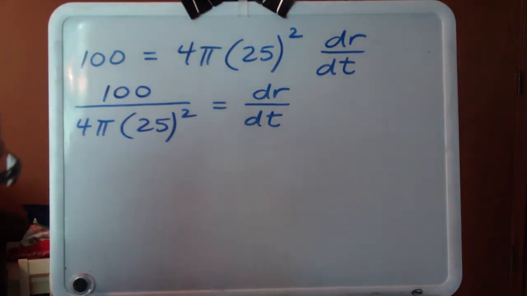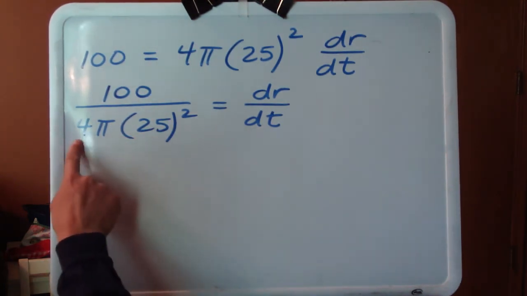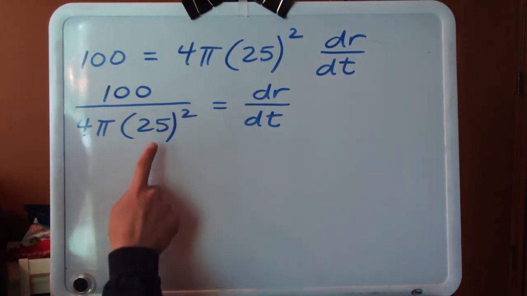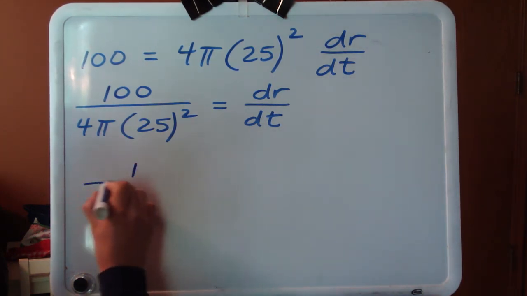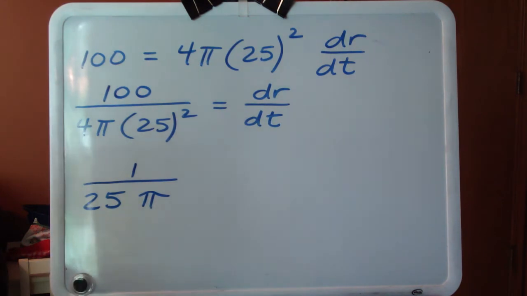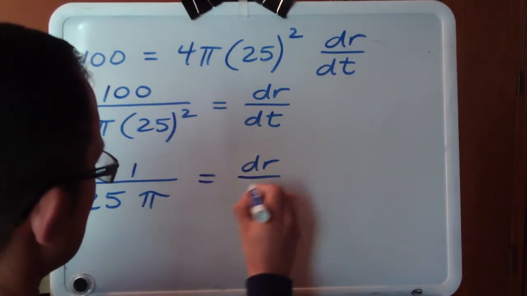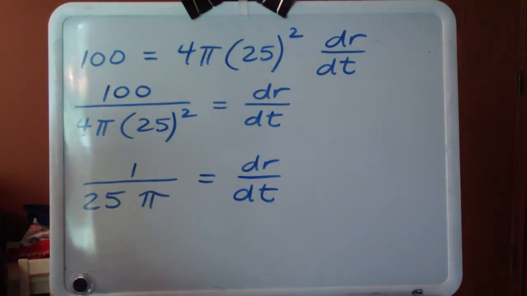So if you want to simplify a little bit, you might as well do it. You can see 25 times 4 is going to be 100, so there is some simplification here, and you'll have an extra 25 on the bottom. So just for kicks, it's always good to simplify. It doesn't hurt. It looks like this, right? 1 over 25 pi. And this is equal to our rate, so dr dt. So that's the expression that we end up with there.